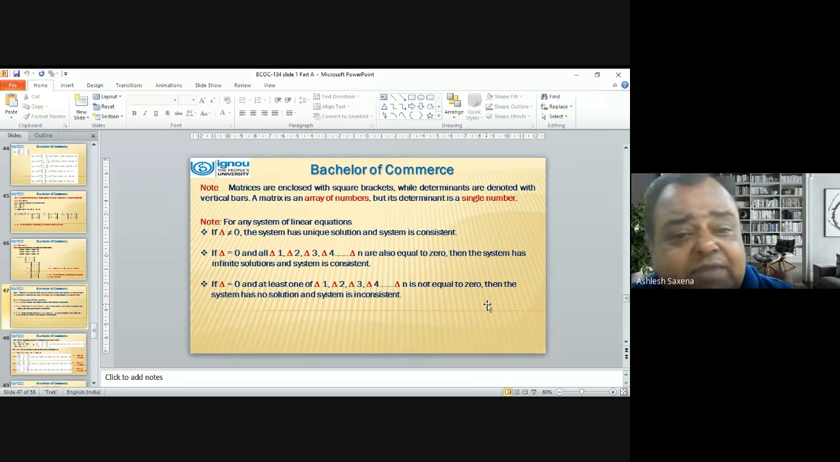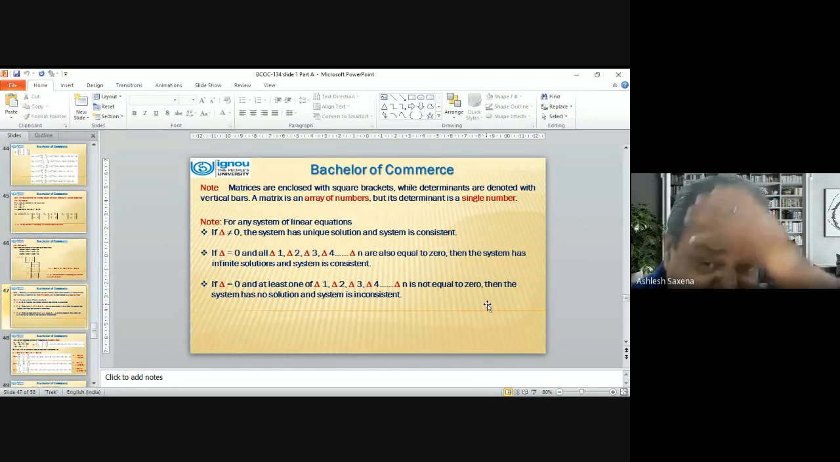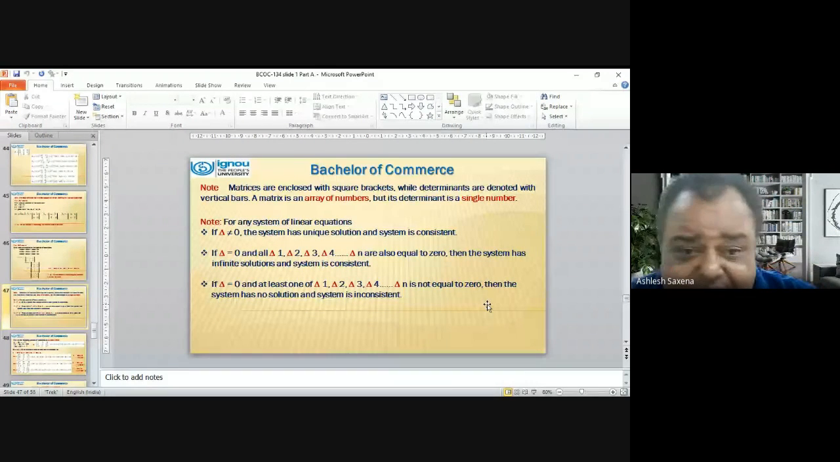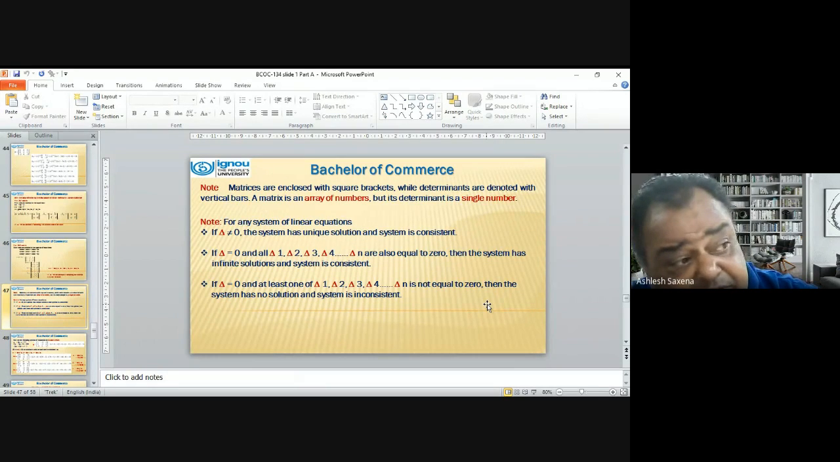So what are the different conditions about linear equations? Suppose if we have delta not equal to 0, so we have a unique solution and the system is consistent. Now, if delta is 0 and all of delta x1, delta x2, delta x3 are also equal to 0, then we have infinite solutions and the system is consistent.